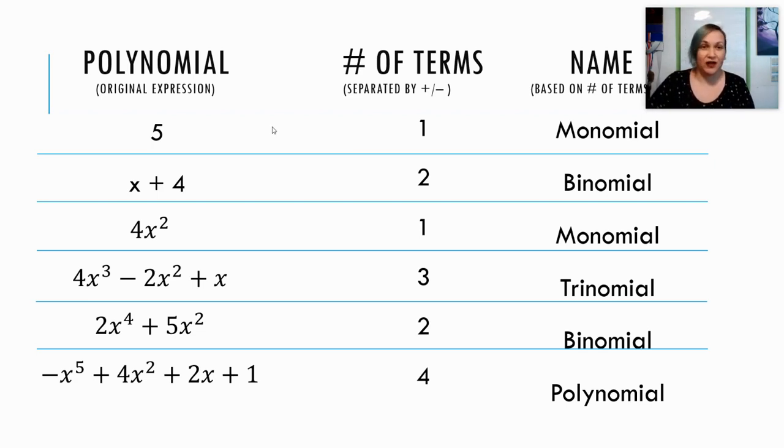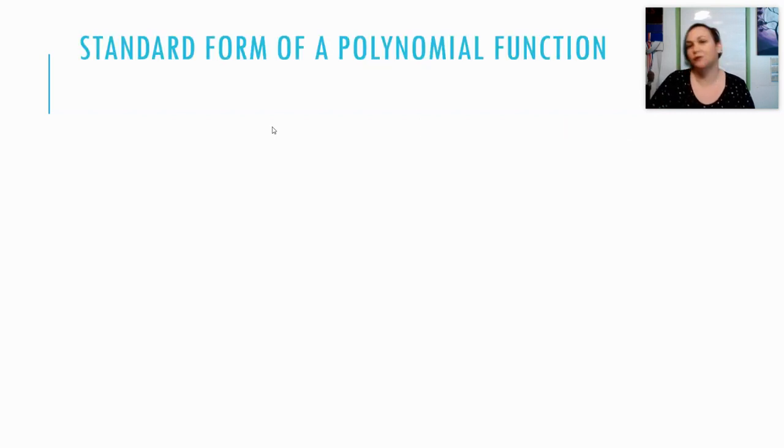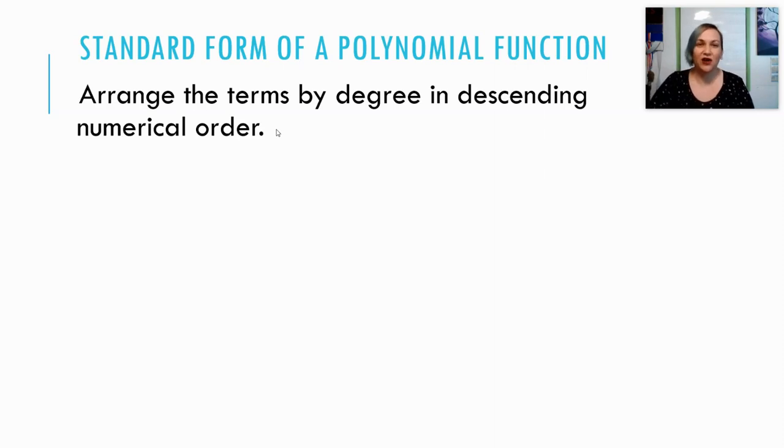Let's practice a little bit of classifying things based on both their degree and the number of terms. First of all, when you're classifying a polynomial, it's important that you have it in standard form. Standard form is where you arrange it in descending order. So you want to make sure that you start with your largest exponent and then your next largest, next largest, next largest until you have your smallest exponent.